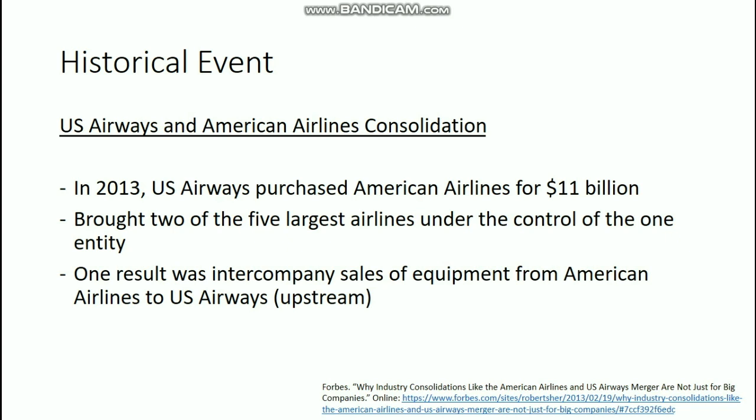In 2013, U.S. Airways purchased American Airlines for $11 billion. This action brought two of the five largest airlines in the United States under the control of one entity, U.S. Airways. One result of the sale was that intercompany sales of equipment from American Airlines to U.S. Airways occurred. And because this was from the subsidiary to the parent, this was an upstream sale. And we will be looking at an example of this later on.